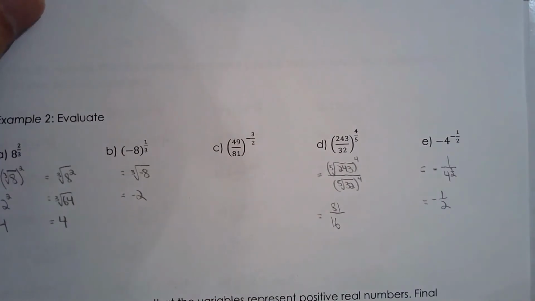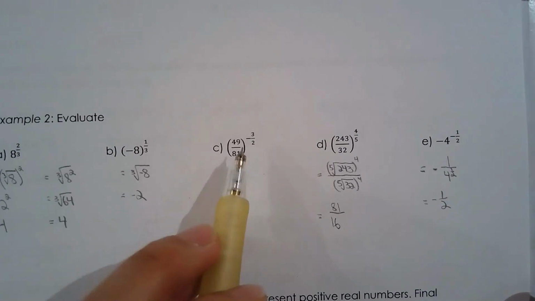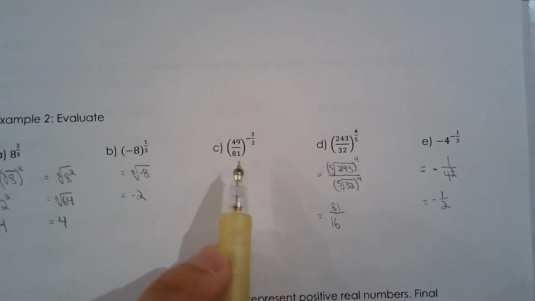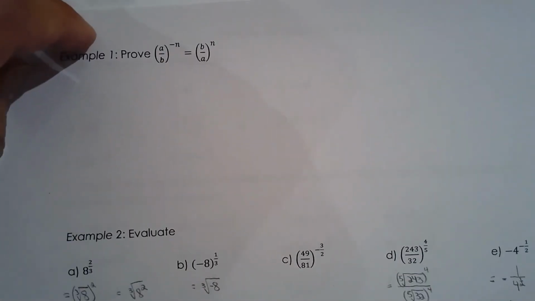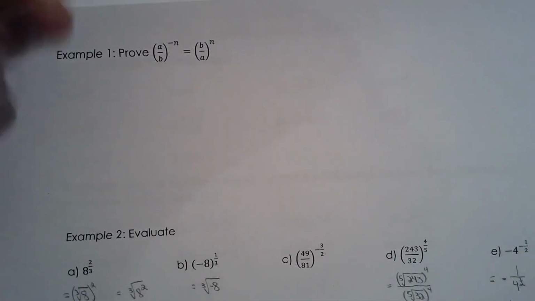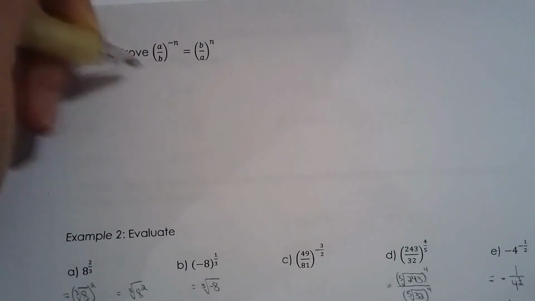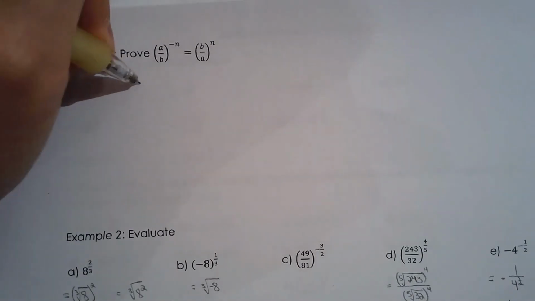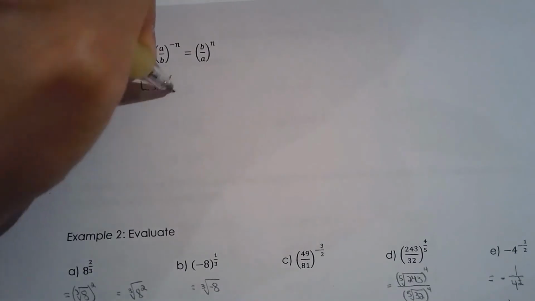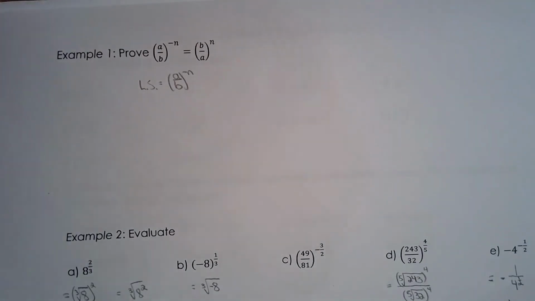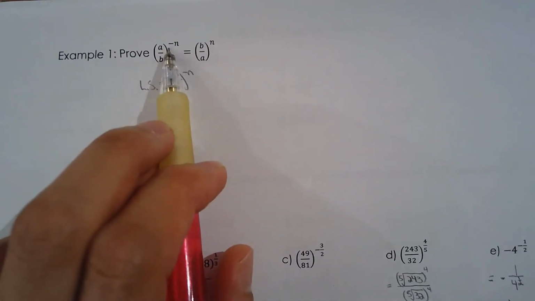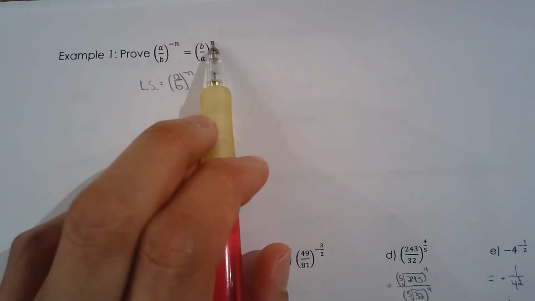Okay, so C, you have a negative exponent. Now, you may have learned this in grade 10 as well. If you have a negative exponent, you can just take the reciprocal of the base. Just in case you forgot, I'm going to prove it. So I'll work with the left side. Okay, let's play around with the left side. I'm trying to prove that if you have a negative exponent, you can change the exponent from negative to positive by taking the reciprocal of the base.